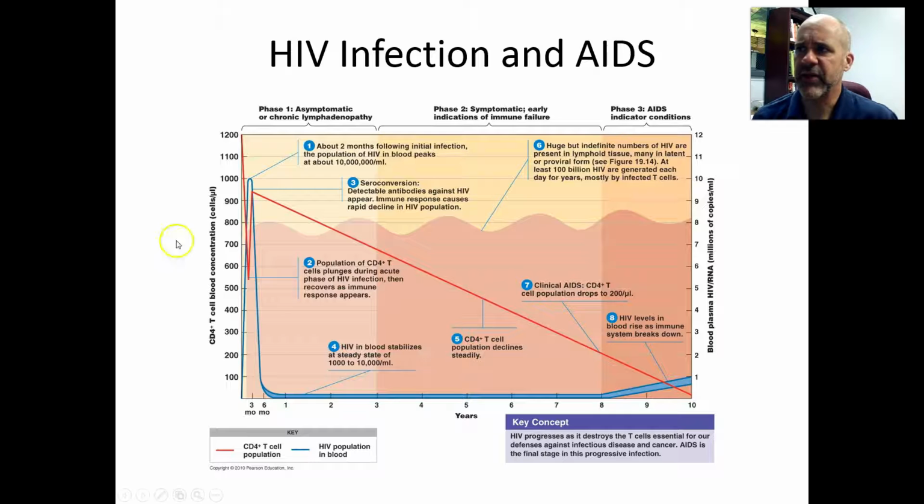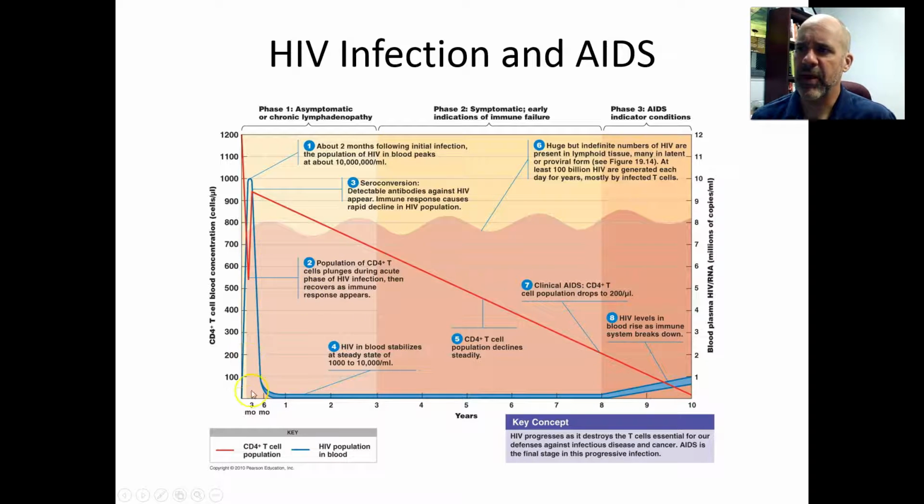So this is kind of an interesting diagram here, which shows you what happens during the progression of an HIV infection. And notice the timeline over here is years. So HIV has a very long incubation period, and we've got two y-axes. This one is going to be our CD4 positive T cell population, helper T cell population in the blood, and this one is going to represent the number of copies of HIV virus in the bloodstream.